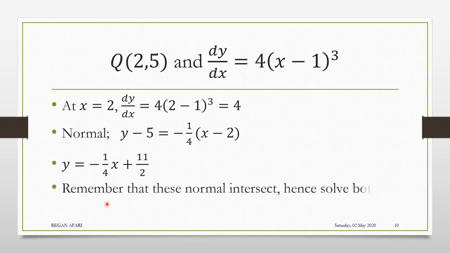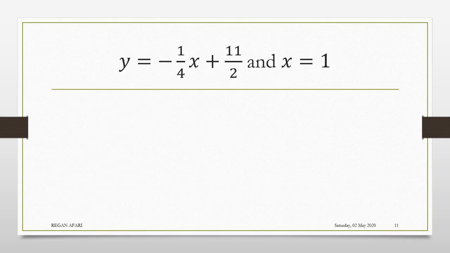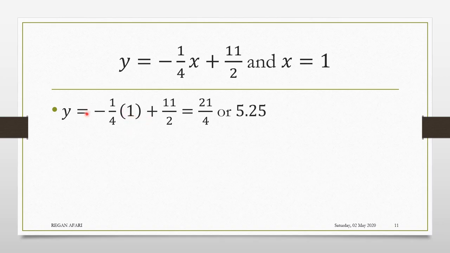Right. So like I said, remember that these normals intersect, hence we solve these two equations simultaneously. So we have this and that equation. Okay, so all that you have to do is to put the value of x into this equation and you are good to go. Right, so we put 1 in there, and then our answer is 21 over 4, or 5.25. Right, so we know the x value and now we know the y value. So the coordinate of R is (1, 5.25). All right.